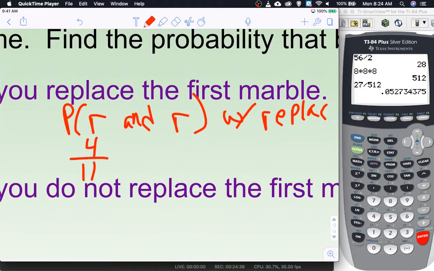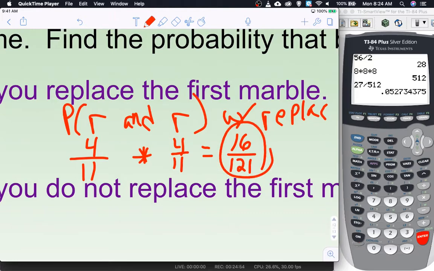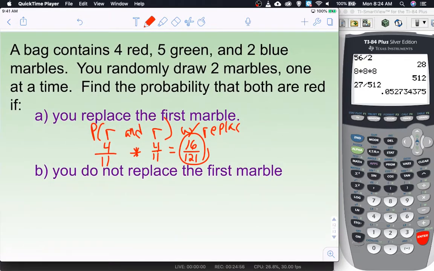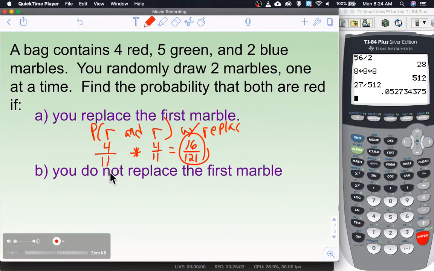Now, with replacement means you put it back. So there's still 4 out of 11. The probabilities remained the same with replacement, giving 16 out of 121 as my probability. Could you do part B, please? Could you figure out the probability of picking out a red and then another red without replacement? Go ahead and pause the video and do that right now.